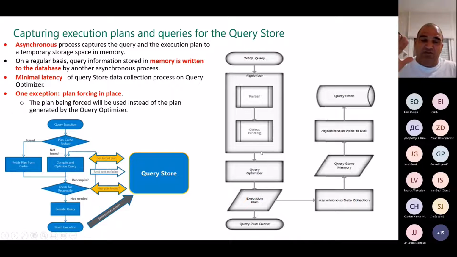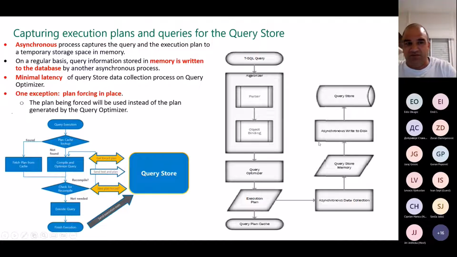There is one exception, we'll see it. If you have query force, when you want to deploy a forced plan, the plan guide force will be used instead of the plan generated by the query optimizer. So again, this is the execution plan. We have asynchronous data collection in memory, and on an interval, this data is written per database to disk and persisted in Query Store.